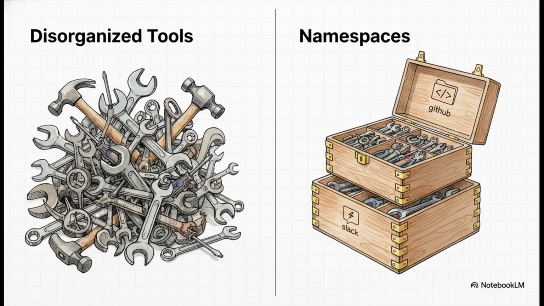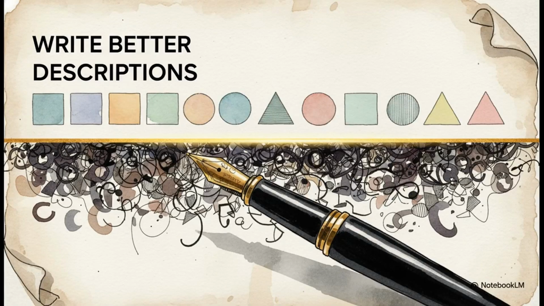Done well, tool use is absolutely reliable enough to ship. Done poorly, the model picks the wrong tool and you sit there blaming the AI. So next time your AI fails at a task, ask yourself, did I actually explicitly tell it what to do and what not to do? Write better descriptions.